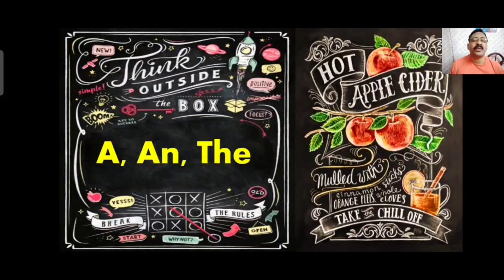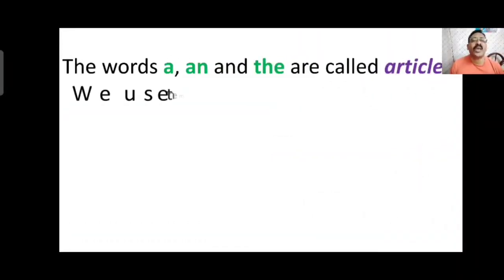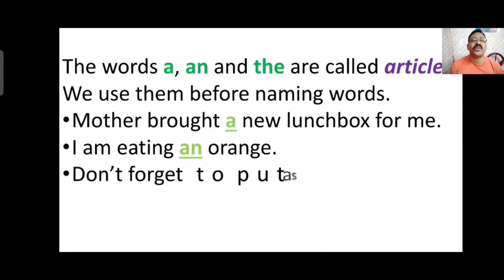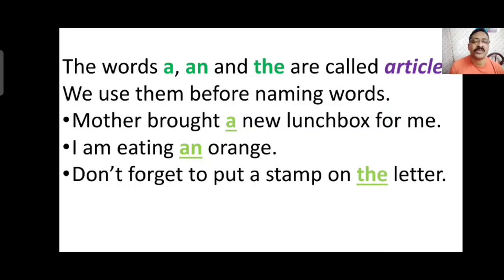A and An are said to be articles. So today we will read about the articles A and An. Let's start the lesson, children. The words A, An and The are called articles. We use them before naming words. There are three articles in English. We generally use these articles before nouns, or naming words. I have written some examples here.